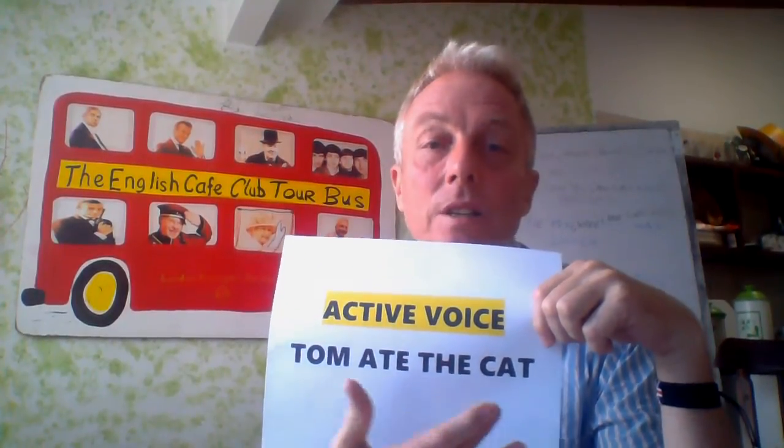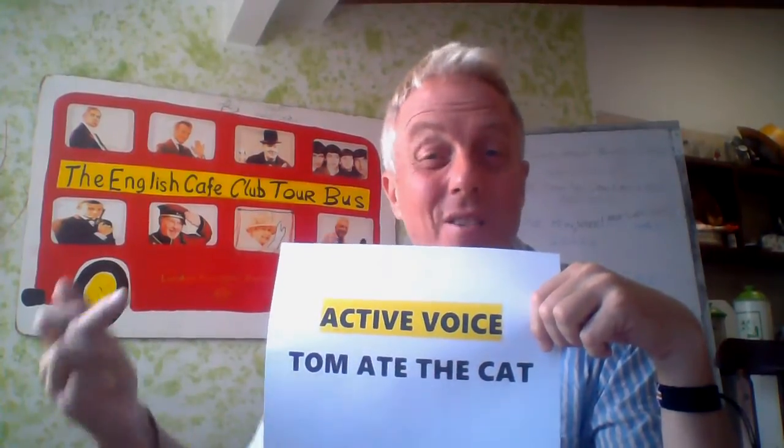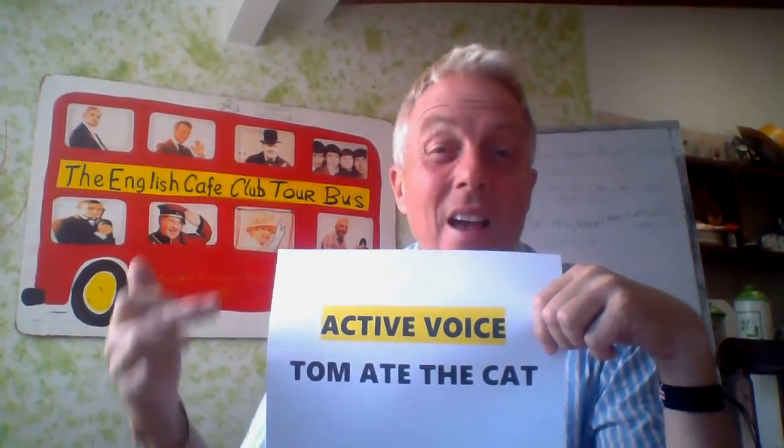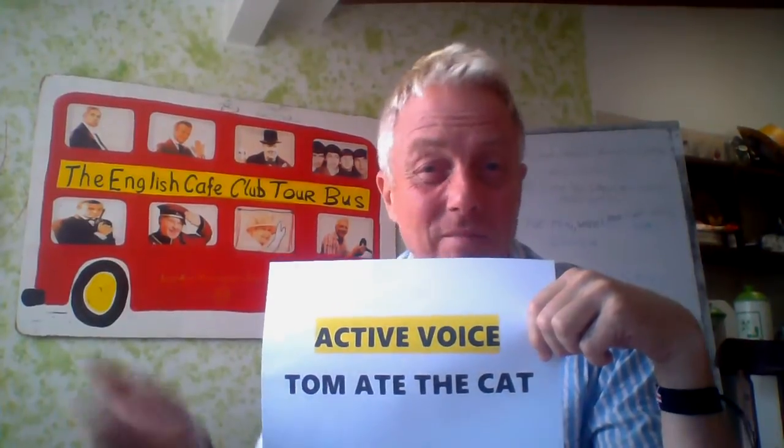To understand passive voice, first of all, you have to understand active voice. Active voice means somebody is doing something to somebody else, or somebody has done something to somebody else. It's the direction of the action. It's as simple as that. The active voice: Tom ate the cat. Pretty disgusting, but you might remember it if it's disgusting. So Tom ate the cat yesterday, in the past.